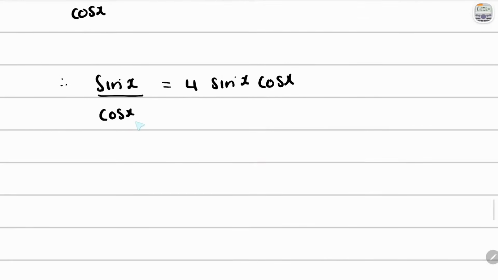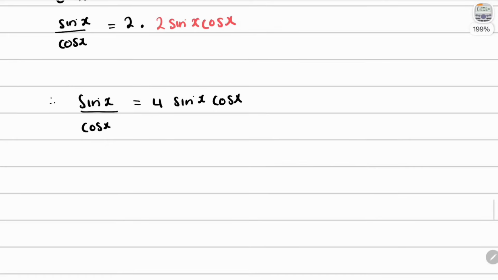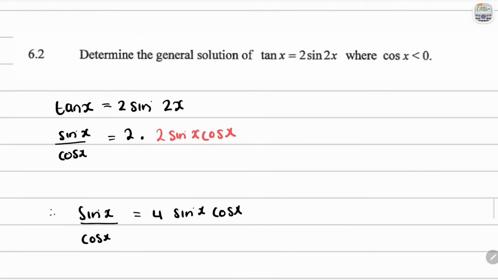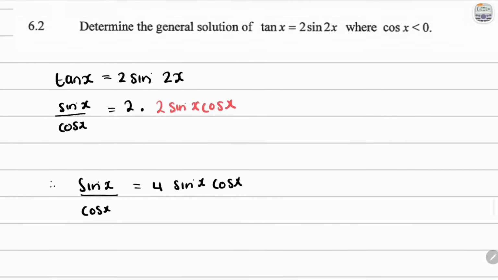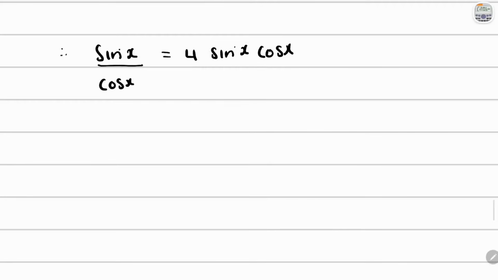Okay, so at this point, notice that cos is in the denominator. So we should probably keep in mind that to ensure that we have real solutions, cos x shouldn't be equal to 0. But I'm not going to over dwell on this because they specifically do say that cos x should be less than 0. So we probably won't have this situation.